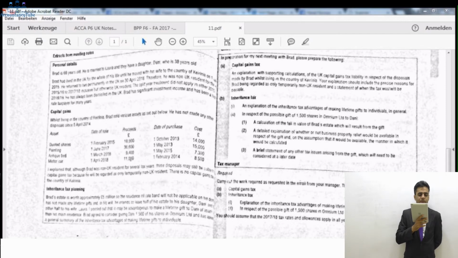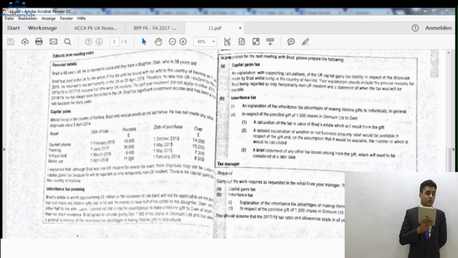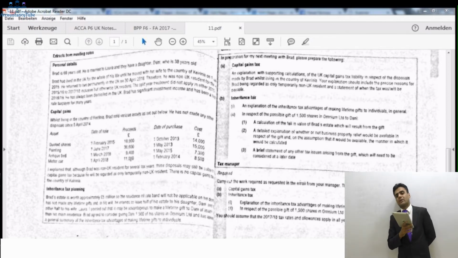The question name is Brad. It was examined in June 2013, on page number 16 of the BPP exam kit, current version. Please remember, it's useless to do the question from the old exam kit, which involves the old tax rates, old rules and all that stuff. It's not too expensive to buy the exam kit when you're paying over 100 quid for the exam.